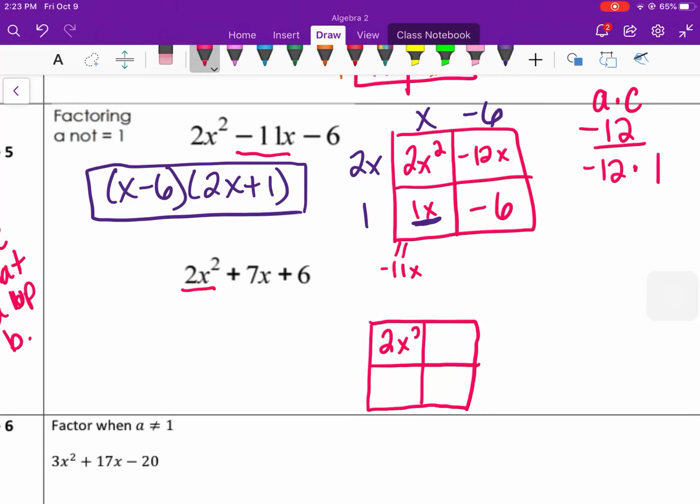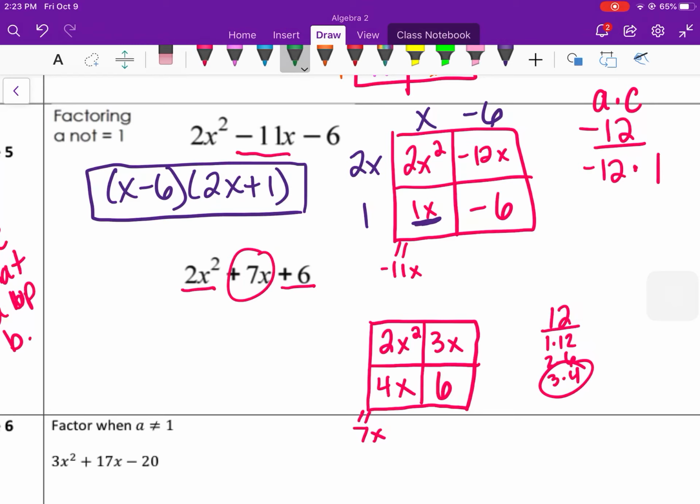So put your first term in the first spot, 2x squared. Put the last term in the last box, 6. Then you multiply those two together. So 2 times 6 is 12 again. This time I want these middle terms to add up to 7. So I need two numbers that multiply to 12 but add up to 7. That's 1 times 12, 2 times 6, 3 times 4. 3 times 4 adds up to 7. So 3x and 4x. Then figure out the outside of the box.